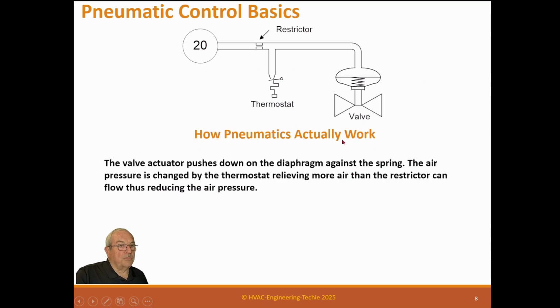The valve actuator pushes down the diaphragm against the spring. The air pressure is changed by the thermostat relieving more air than the restrictor can flow, thus reducing the air pressure. So sometimes you have to replace a restrictor with a smaller one if the one's too big. Or you might have to have another device that relieves air quicker. You might have another device that opens its main to atmosphere so that this is guaranteed to be zero pressure.